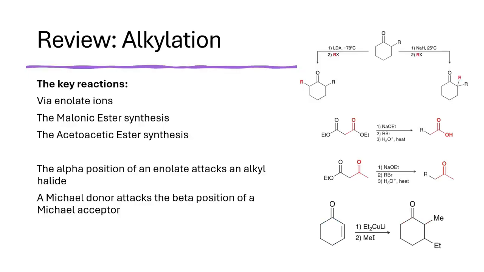Review of alkylations. The key reactions: via the enolate ions, malonic ester synthesis, the acetoacetic ester synthesis, the alpha position of an enolate attacks an alkyl halide, a Michael donor attacks the beta position of a Michael acceptor.